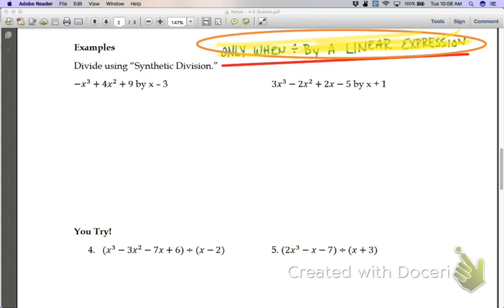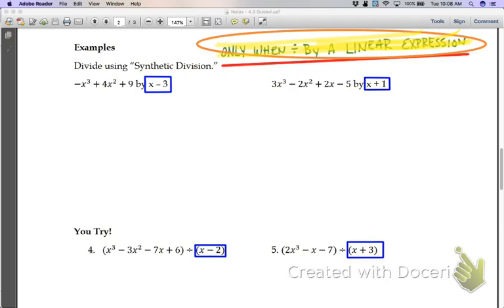Basically, you can only use this whenever I'm dividing by something that has an x power of 1. If it has anything other than 1 as your largest power, you cannot do synthetic division. And trust me, I will still have people that will try. The only time you can use synthetic division is when, if you notice, the x is to the power of 1. The x here is to a power of 1. And x has a power of 1. That will be the only time you can do this.